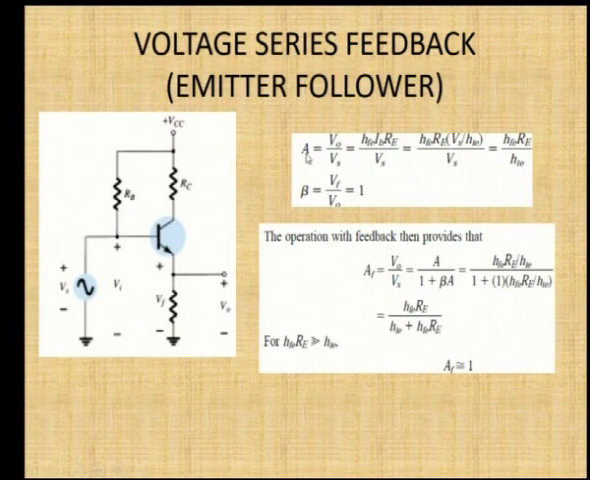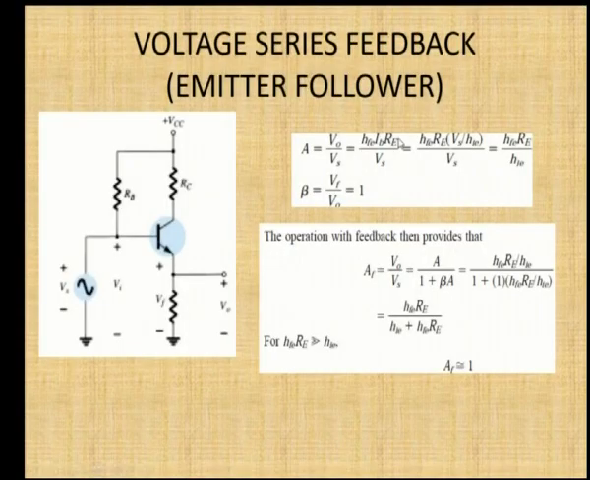And we know that the gain of the amplifier is given as V0 by Vs. And it is already calculated as HFE divided by HIE. And you know what HFE is, what HIE is. This is the forward current transfer ratio, and HIE is the input impedance, and E is for emitter, it represents the emitter.